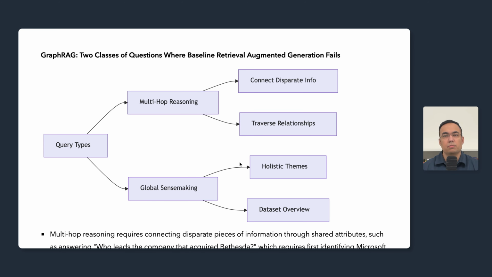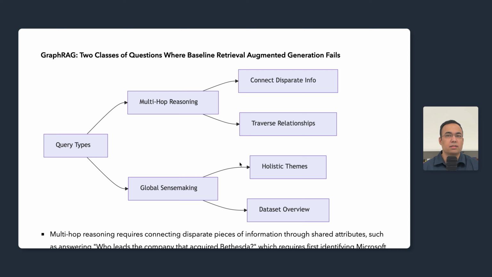Let's talk about two major categories of questions where baseline RAG consistently underperforms, and understanding these categories will help you evaluate whether GraphRAG is necessary for your use case. The first category is multi-hop reasoning. This type of reasoning requires connecting disparate pieces of information through shared attributes to arrive at an answer. Consider a question like, who leads the company that acquired Bethesda? To answer this, the system first needs to identify that Microsoft acquired Bethesda and then separately identify that Satya Nadella leads Microsoft.